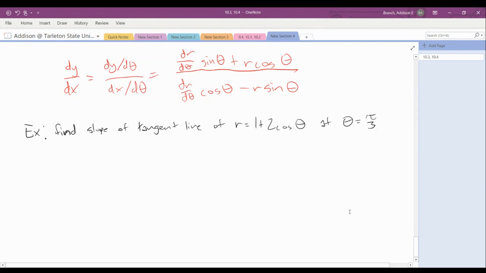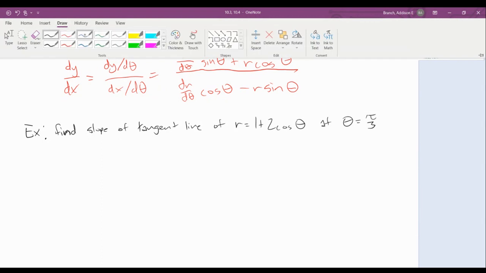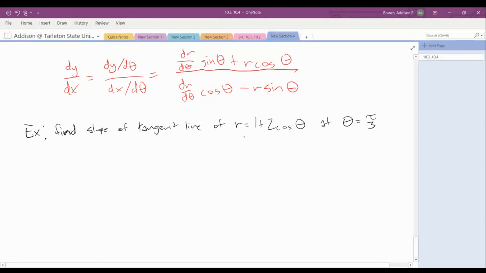All right, so now that we have that, let's look and see what we need in our formula. We have our r, we have our sine and cosine, that won't change. We do still need our dr d theta though. So if we derive our r, dr d theta, 1 goes down to 0, and 2 cosine of theta goes to negative 2 sine of theta. So now at this point, it's mainly just about plugging things in.